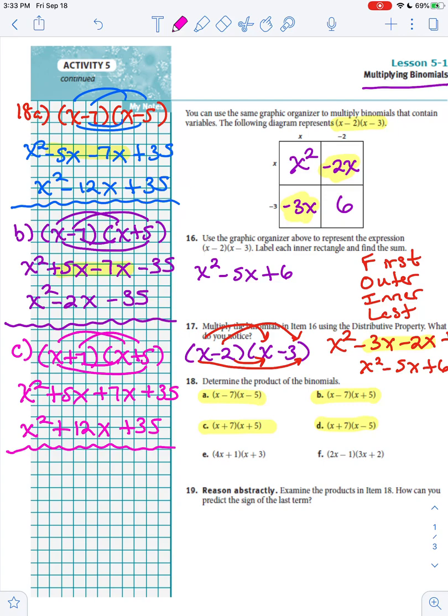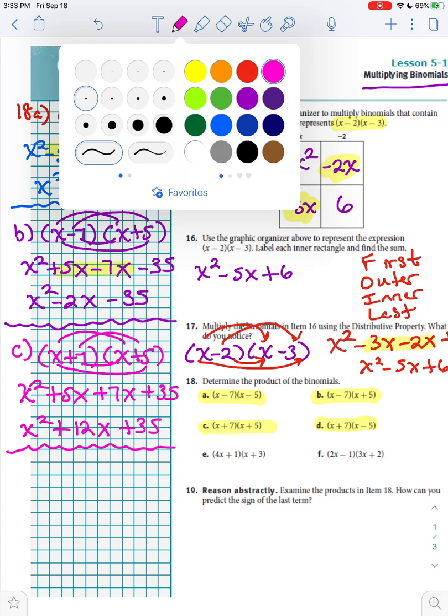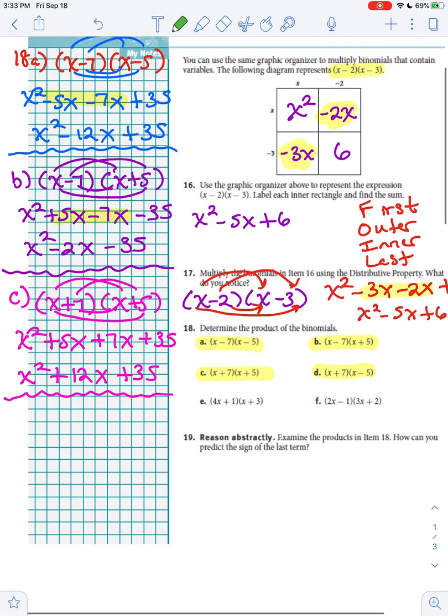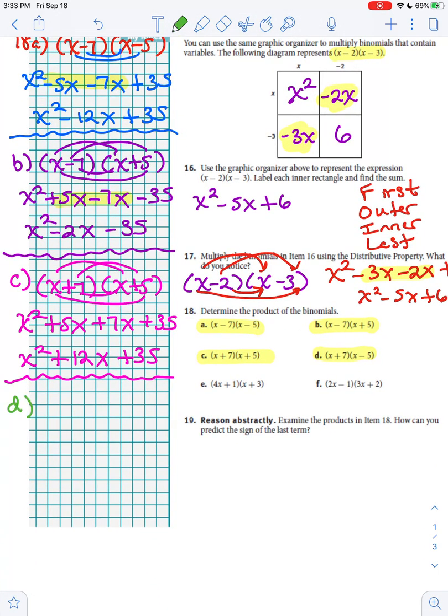Okay, and now let's look at part D, which is a positive 7, but a negative 5. So that should resemble, will that resemble more like A, B, or C? That's what you want to think about. Okay, so let's try part D. And we have x plus 7, and we have times x minus 5.